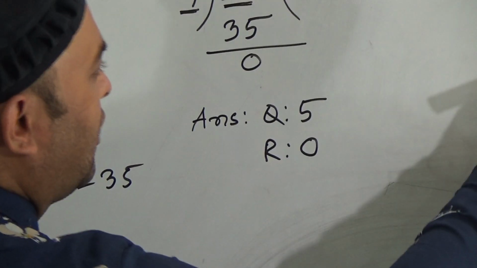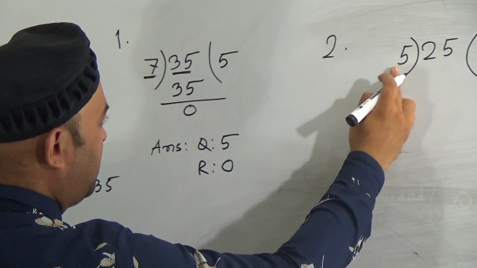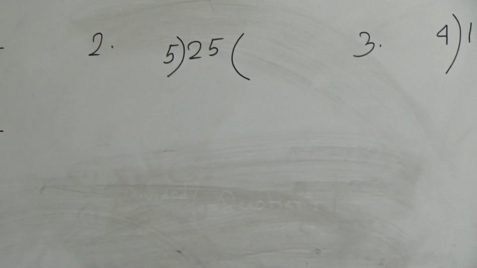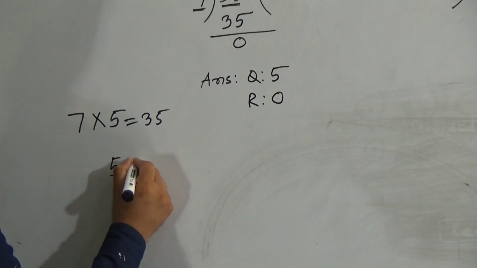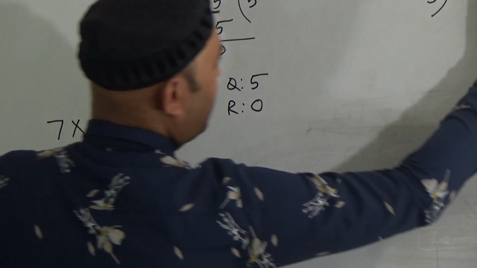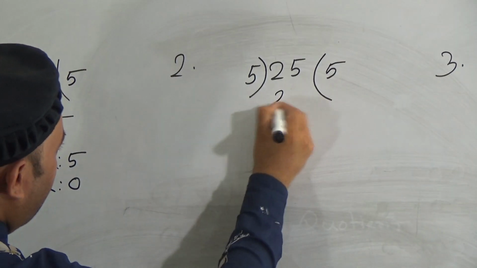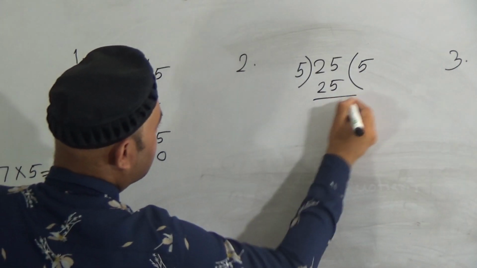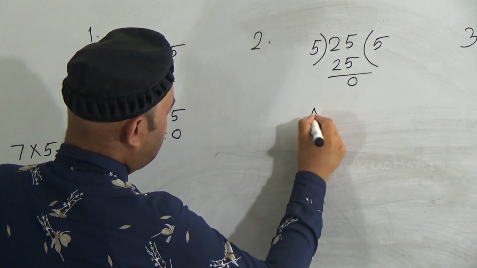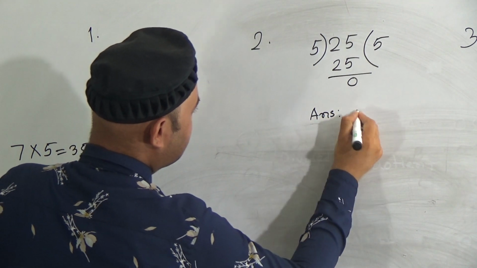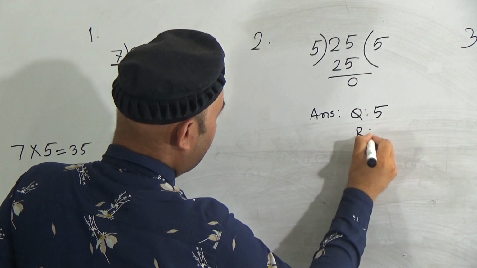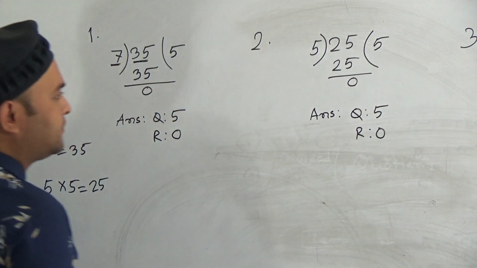Now the next one, 25 divided by 5. Again you have to memorize the times table of 5. We know that 5 fives are 25. So here it will be 5, and 5 fives are 25. There is also no remainder. So the answer is quotient 5 and remainder 0.